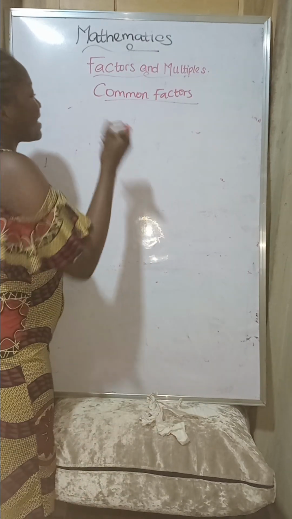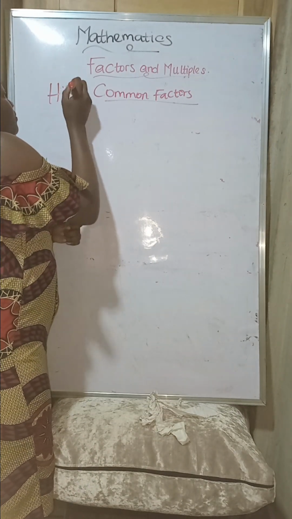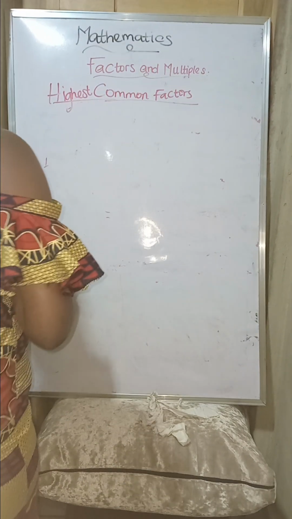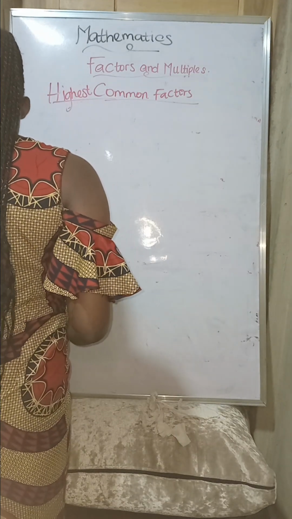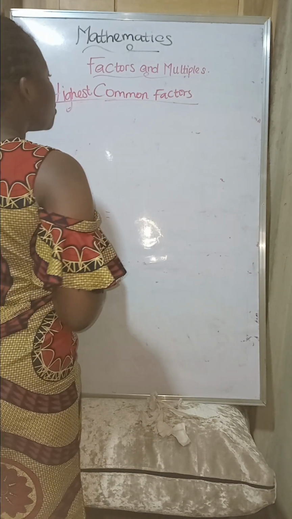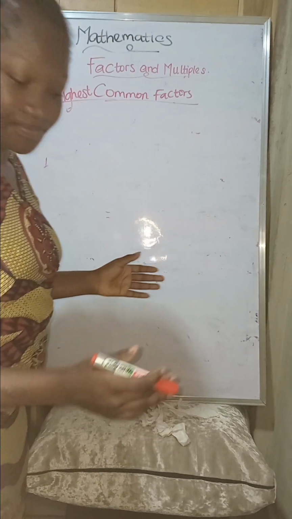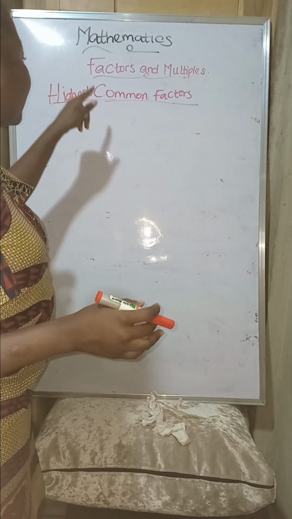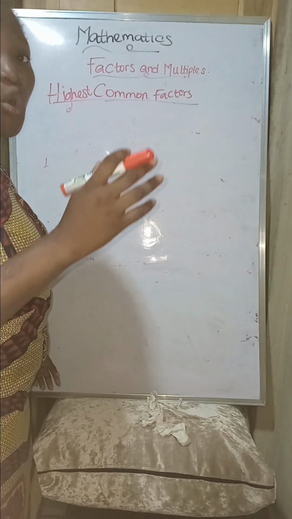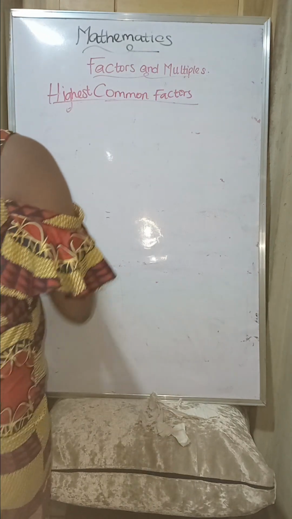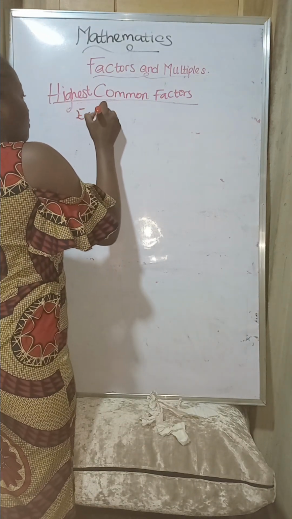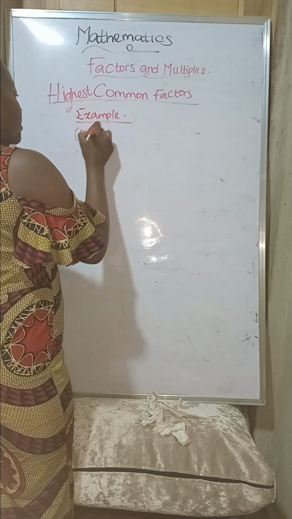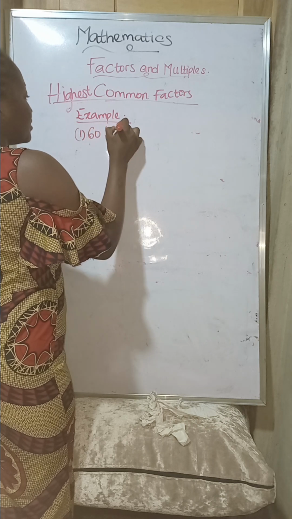So now we're going to highest common factor. That's HCF, highest common factor. So now it's just the same thing, but here we are picking the highest. You know we have done common factors, but in this scenario we are picking the highest common factor of that number. For example, now we have 60 and 75.